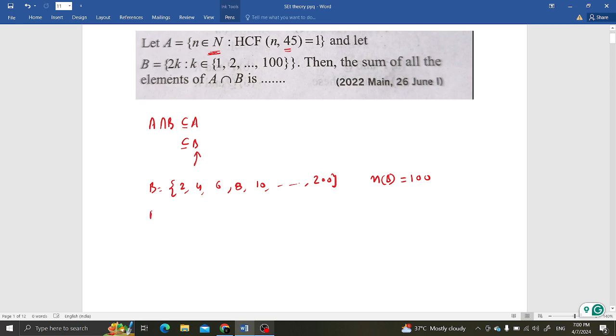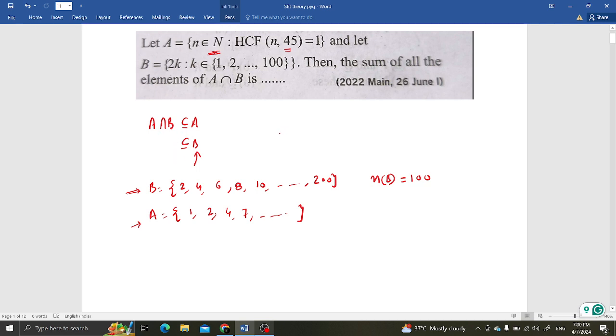And how does A look? A is actually, 1 will come, 2 also, 3 will not come, 5 will not come, 6 will not come, 7 will come, 4 will come, and so on, like that. So here we have a foundation: we need to start from 2 and go up to 200. Why so? Because the set A is infinite and set B is finite, so A intersection B is guaranteed to be finite, since A intersection B is a subset of A as well as a subset of B.